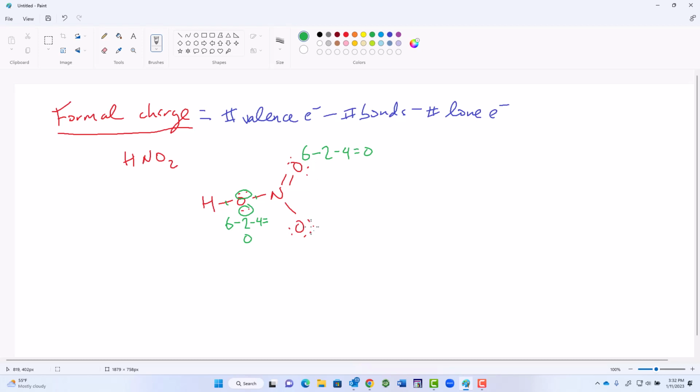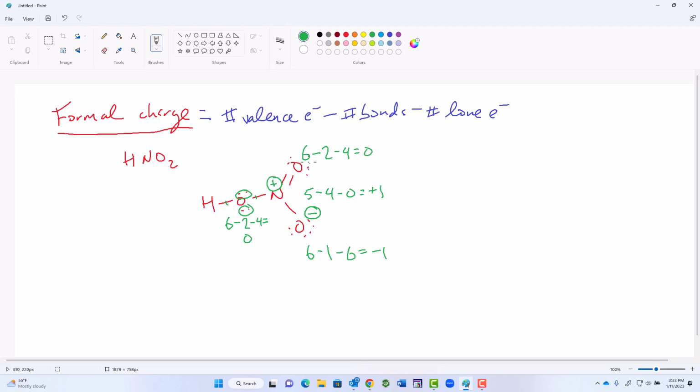Now if we look at this oxygen down here, the valence is 6. We have 1 bond to it, so it's minus 1, and then we have 6 lone electrons, so 6 minus 1 minus 6 is going to be minus 1. So this oxygen has a formal charge of minus 1. Finally, if we look at this nitrogen, nitrogen is 2s2, 2p3, so it has 5 valence electrons. It has 4 bonds to it, and 0 lone electrons, so 5 minus 4 minus 0 is going to be plus 1. So this nitrogen has a plus charge on it.